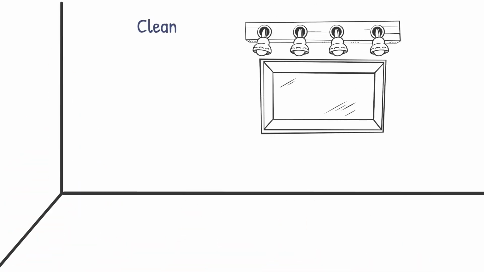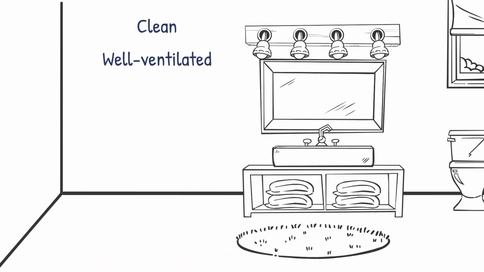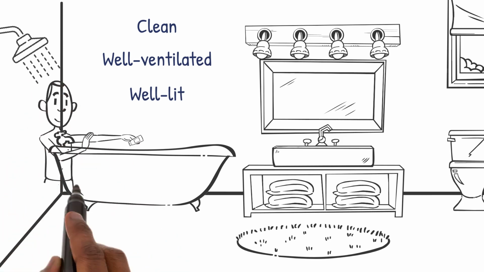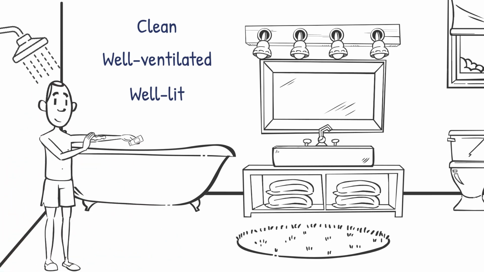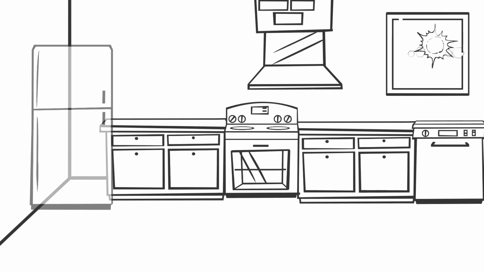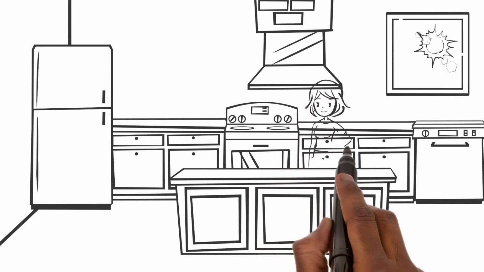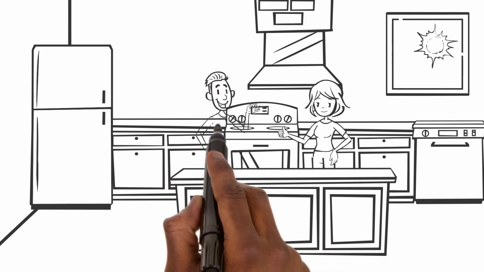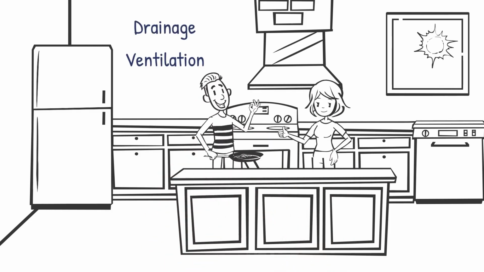Bathrooms should be clean, well ventilated, and well lit. No one likes a dark and damp bathroom, right? In the kitchen, sunlight is your friend. It's not just about cooking, it's about staying healthy too. Good drainage and ventilation are key.